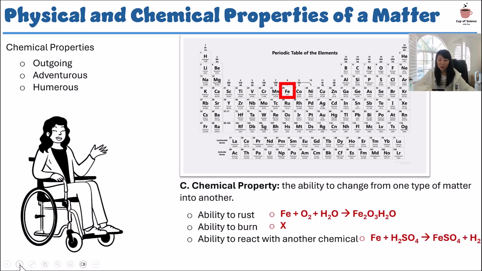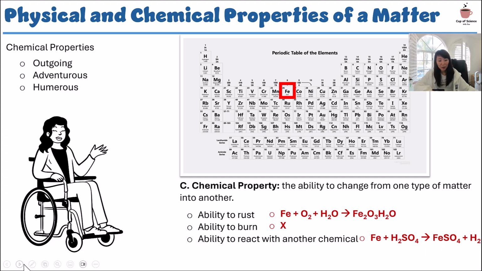So we've already talked about iron. Iron's ability to rust means that when it reacts with oxygen and water, it forms into a different compound that incorporates iron in it. It cannot burn. And then iron could react with sulfuric acid, forming into this.